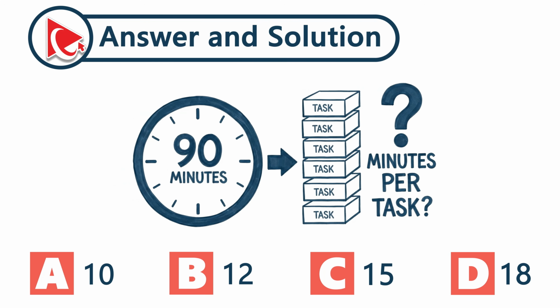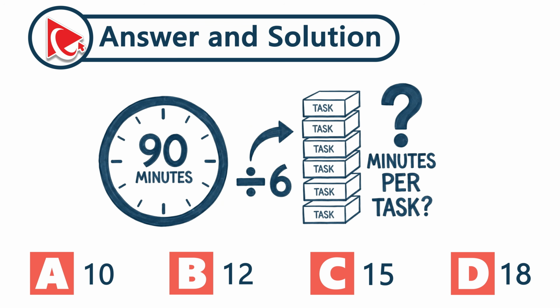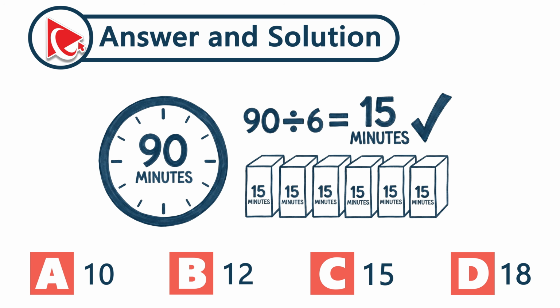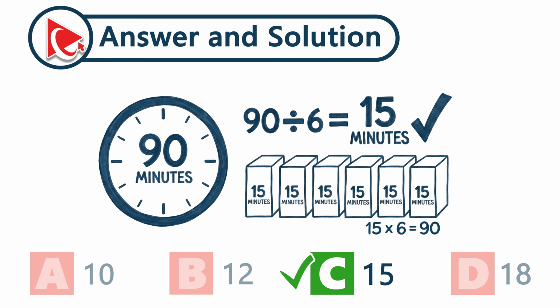Split the total time evenly. 90 divided by 6 equals 15 minutes per task, which means each task gets 15 minutes if all tasks are the same length. And the correct answer here is choice C.